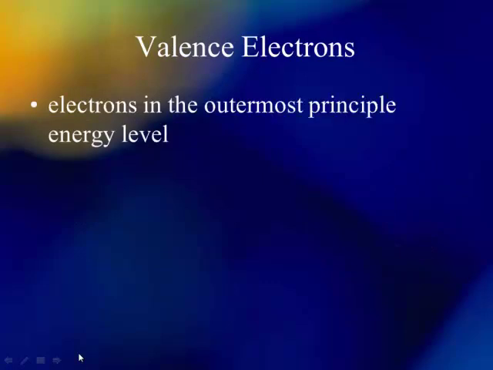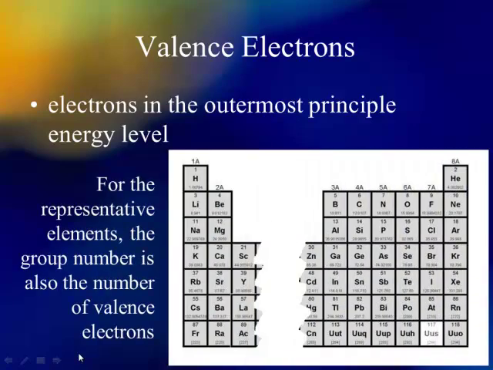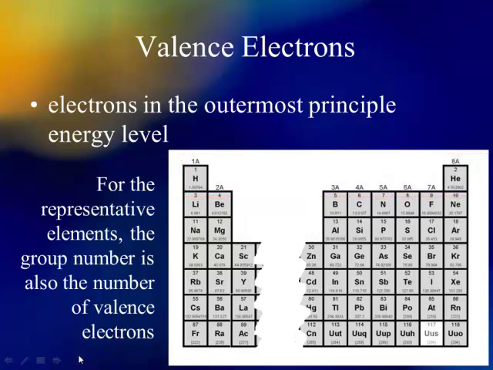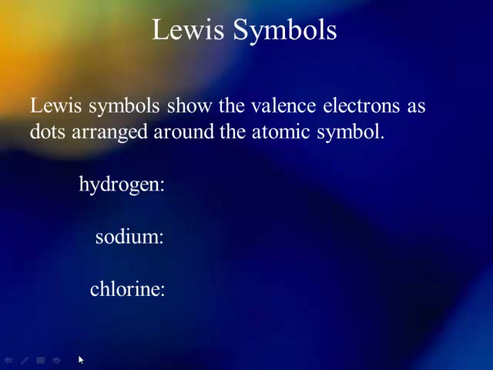Recall that valence electrons are those electrons in the outermost principal energy level. For the representative elements, the group number is also the number of valence electrons. The most common symbol form that chemists use when discussing bonding is called Lewis symbols or Lewis structures. This shows the valence electrons as dots arranged around the atomic symbol.